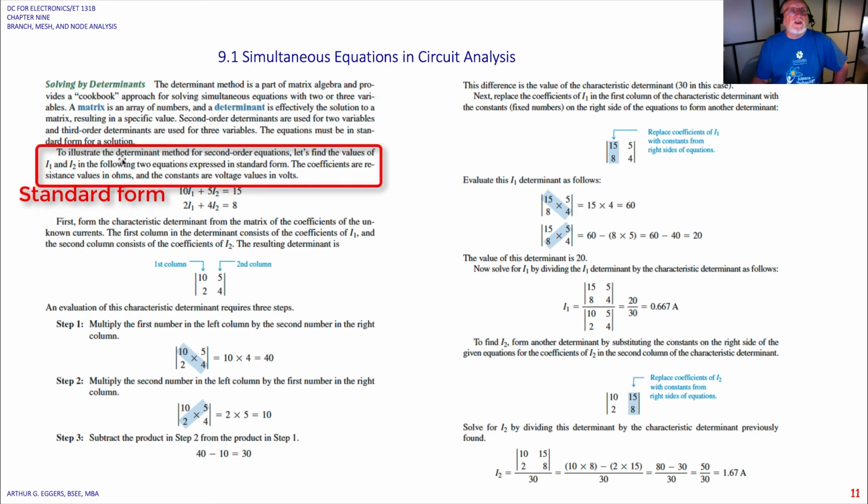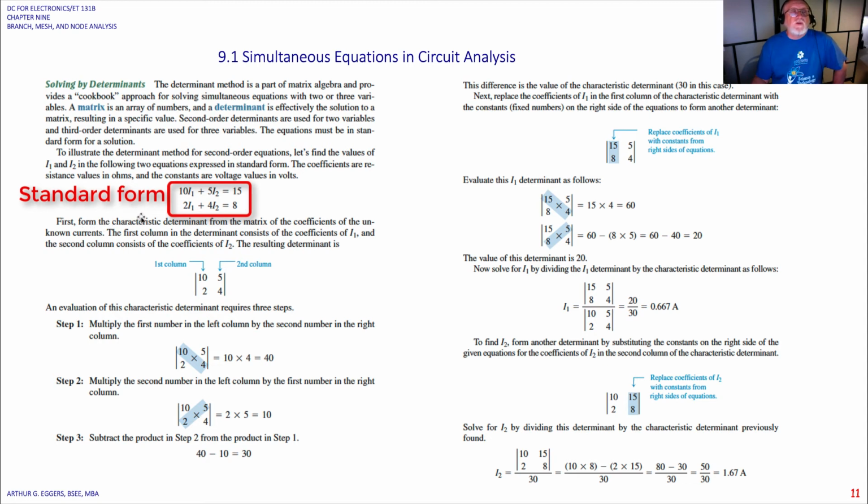So to illustrate the determinant method for second order equations, we'll find the values I sub 2 and I sub 1. The following two equations are expressed in standard form. The coefficients are the resistance values in ohms. The constants are the voltage values. So that's how we set this up. We've got some ohmic value times some current value, which is going to give us a voltage.